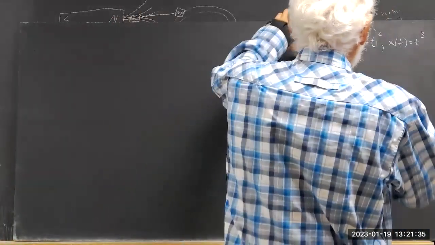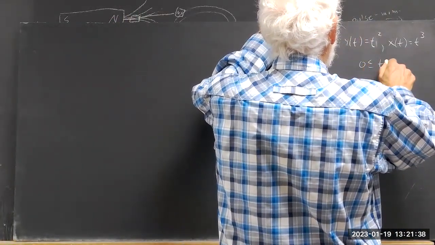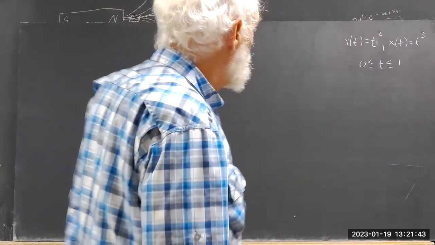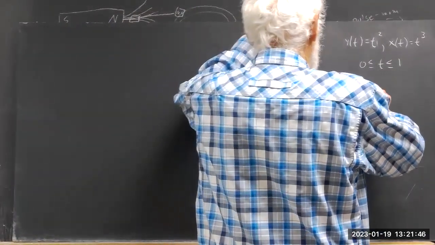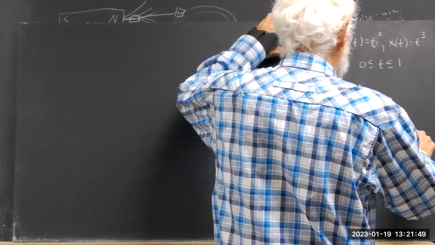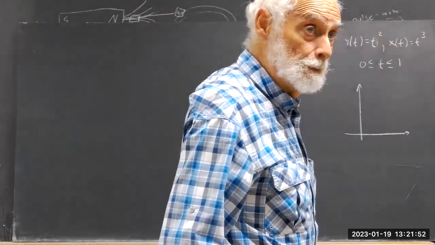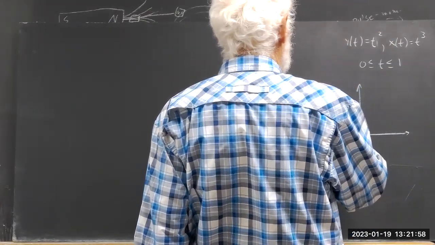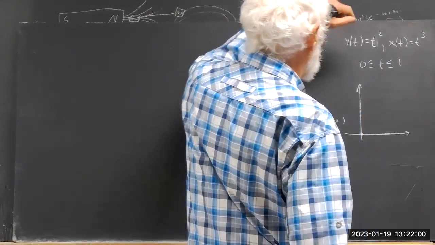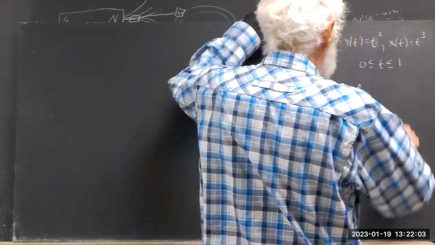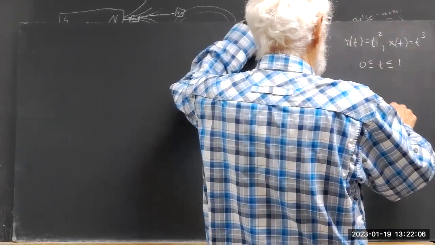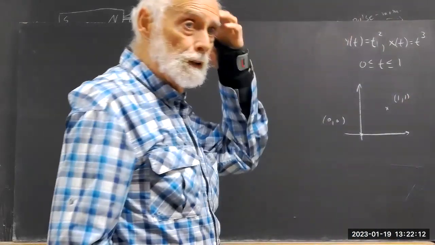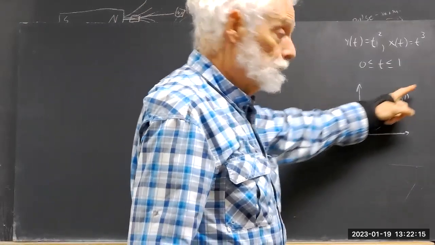Let's say t equals 0 to 1. Well, when t equals 0, y is 0 and x is 0, right? So of course, you get the point 0, 0. When t is 1, x is 1 and y is 1, we get the point 1, 1. Between t equals 0 and t equals 1, we don't get points on the straight line.